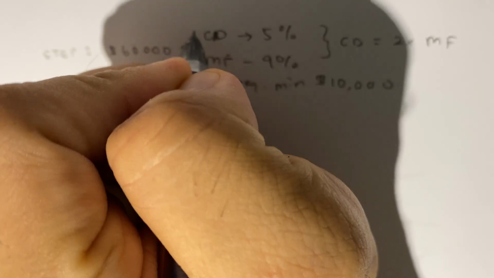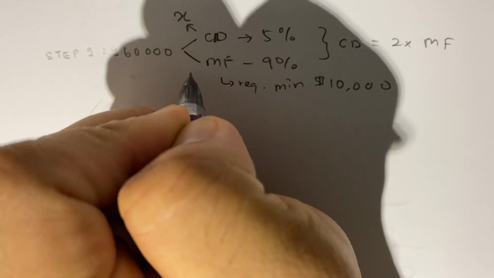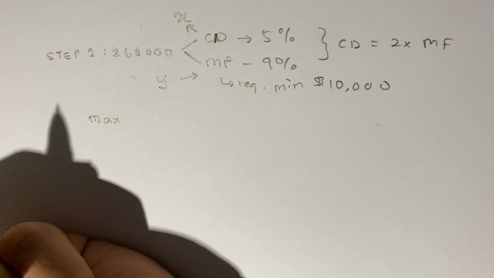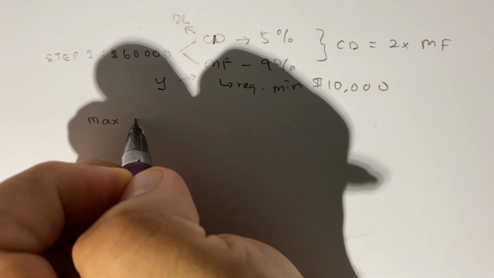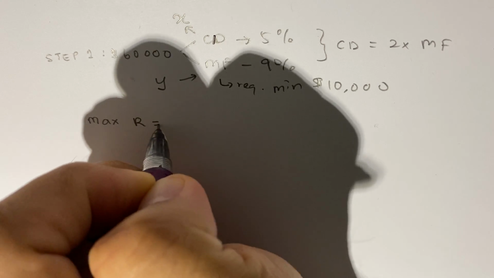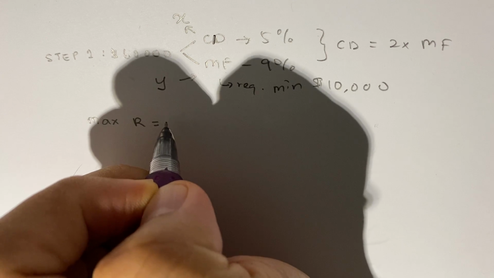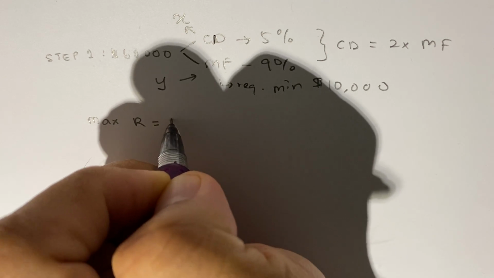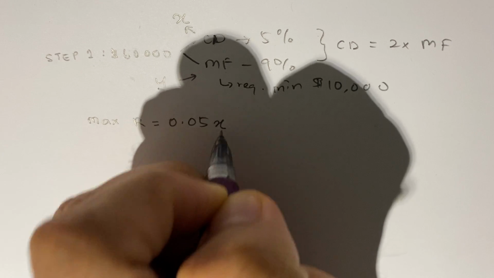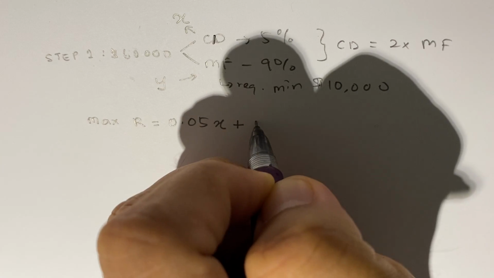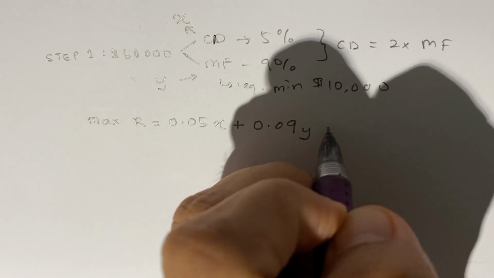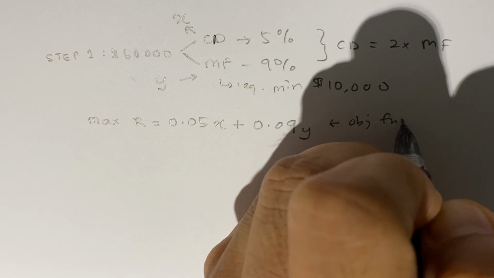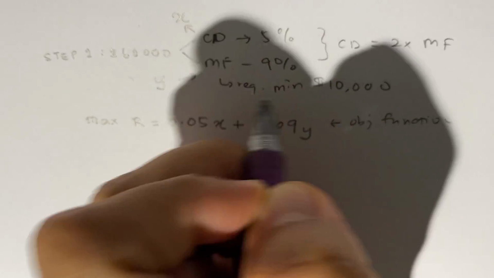First of all, for CD I'm going to use X, and for mutual fund I'm going to use Y. So we have maximize return, where the return is given by 0.05x plus 0.09y. This is our objective function, and these are all our constraints.